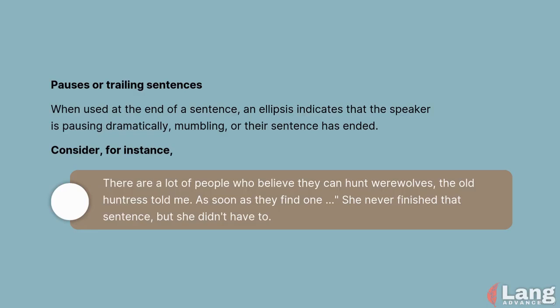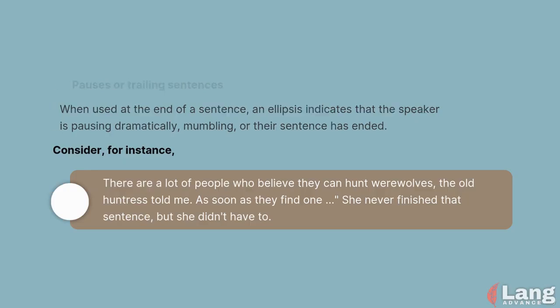Pauses or trailing sentences. When used at the end of a sentence, an ellipsis indicates that the speaker is pausing dramatically, mumbling, or their sentence has ended. Consider, for instance: "There are a lot of people who believe they can hunt werewolves," the old hunters told me. "As soon as they find one..." She never finished the sentence, but she didn't have to.